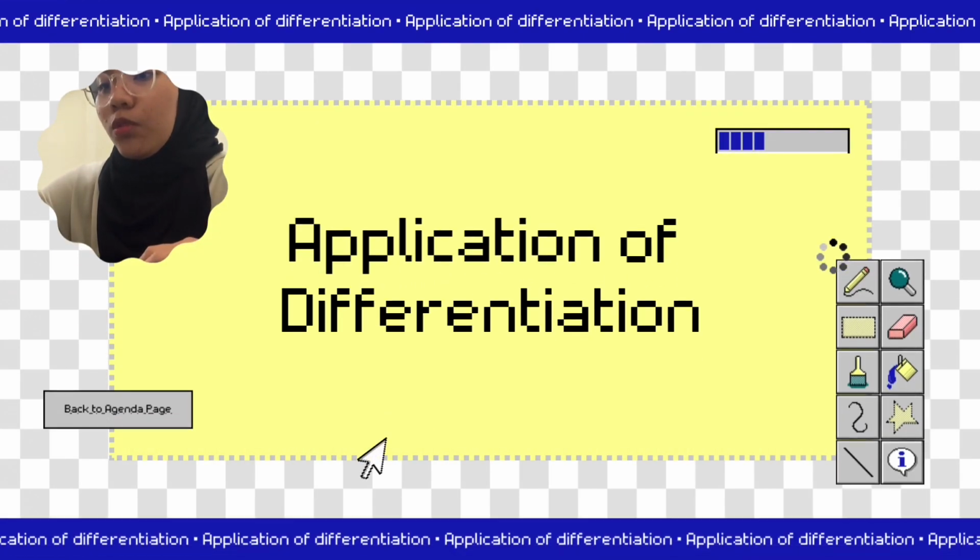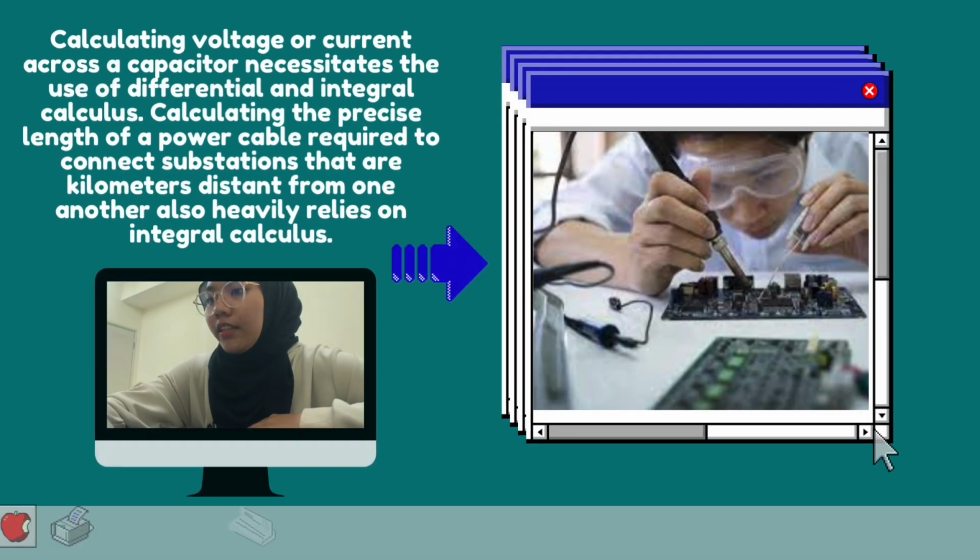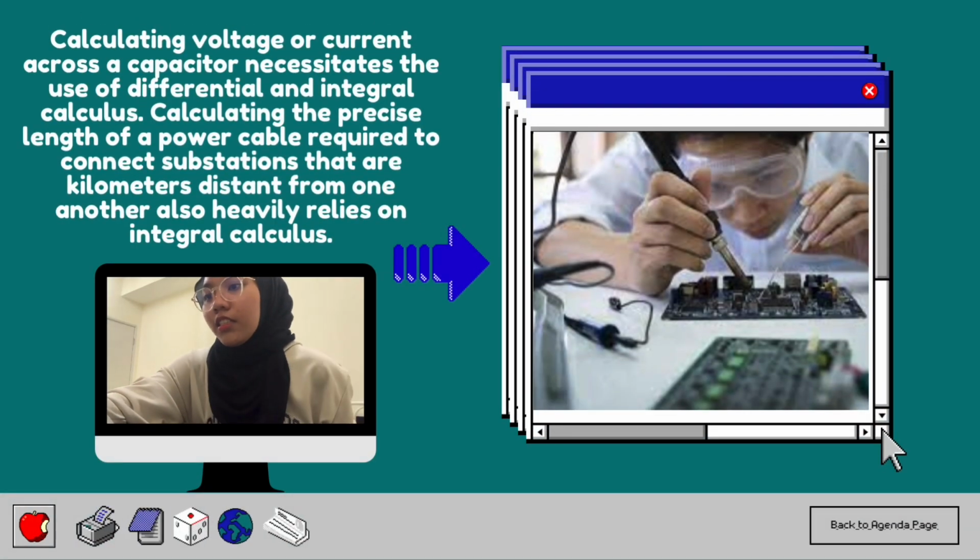So next we move on to the application of differentiation in electrical engineering. Calculating voltage or current across a capacitor necessitates the use of differential and integral calculus. Calculating the precise length of a power cable required to connect substations that are kilometers distant from one another also heavily relies on integral calculus.